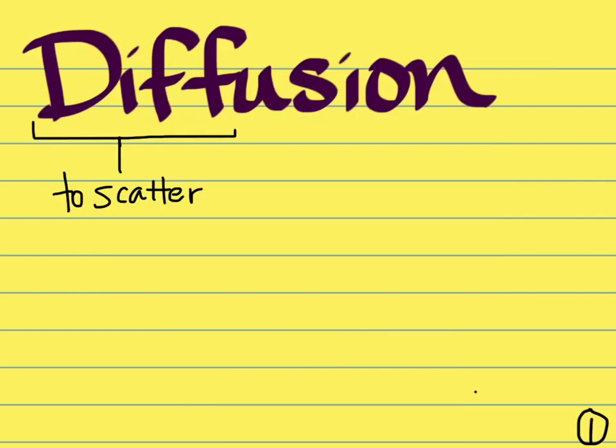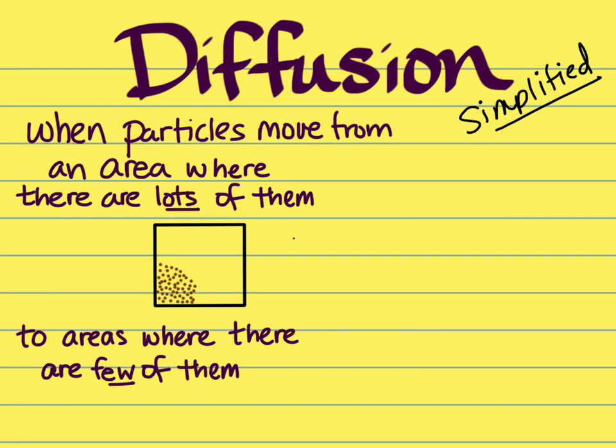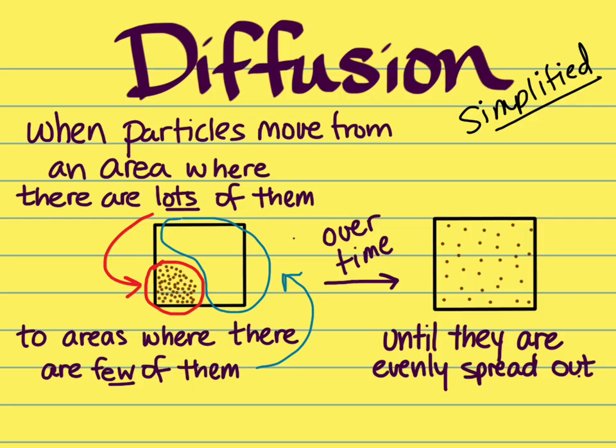Well, diff means to scatter. So diffusion, which is one of your vocabulary terms, is when particles move from an area of high concentration to an area of low concentration until they're completely evenly distributed. It doesn't take any added energy or any added input. It just happens naturally over time. It's very passive. Okay, so the super simplified definition, very user-friendly, for diffusion: when particles move from an area where there are lots of them to an area where there are few of them. And this happens over time until they're more or less evenly spread out.